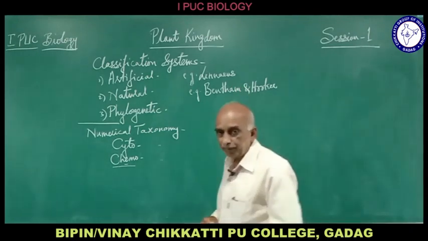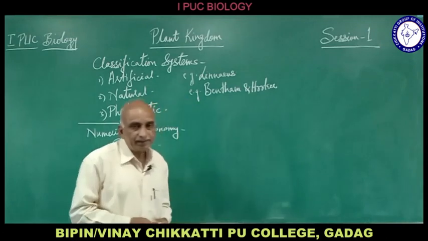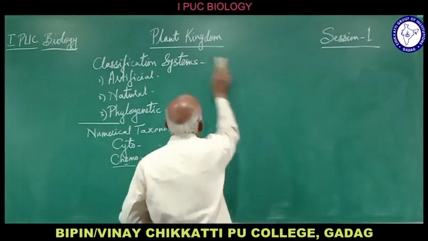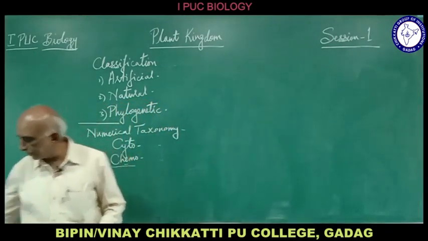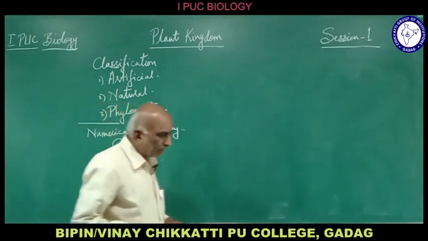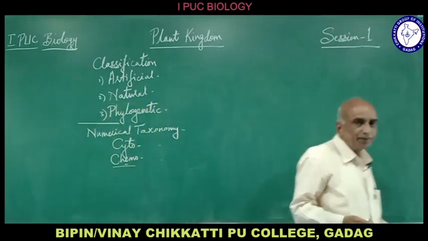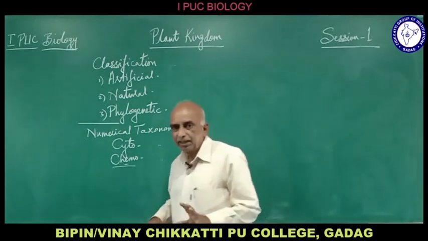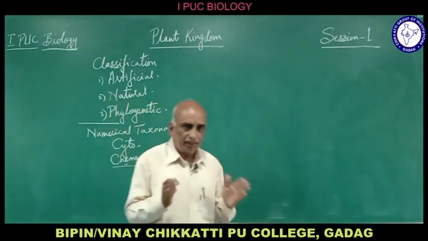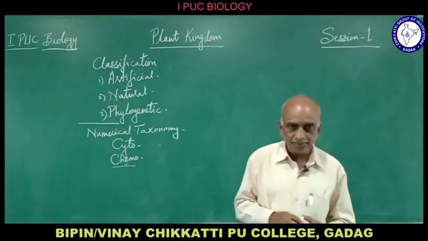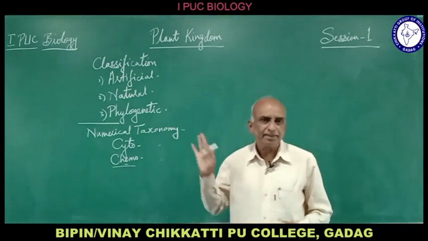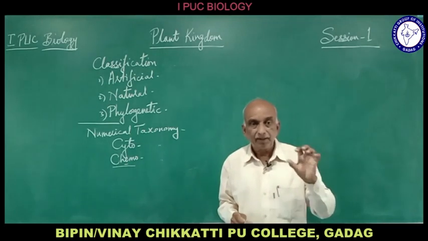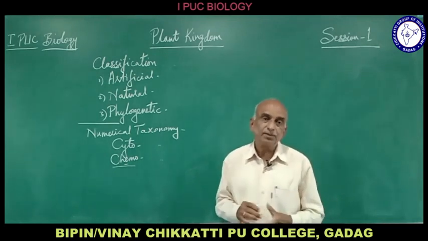Now we have to come to what the plant kingdom actually involves. The plant kingdom includes different groups of organisms like algae, bryophytes, pteridophytes, gymnosperms, and angiosperms. Now we shall study algae first: what algae are and the characteristics of algae, then bryophytes and so on. In algae we are studying the characters, classification, and then the importance of algae.